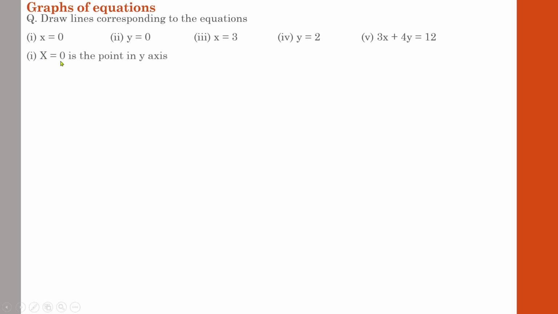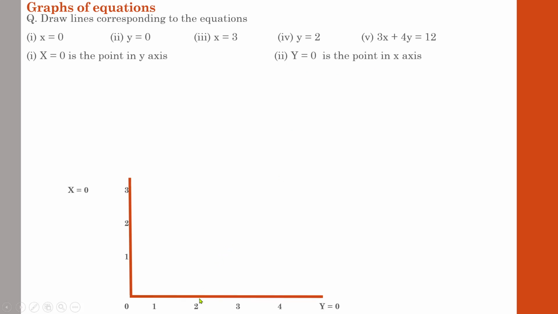First one, x equal to 0. X equal to 0 means you need to draw the y-axis. So this is the y-axis. I hope you all know what is meant by y-axis and what is meant by x-axis. And similarly, y equal to 0 means you need to draw the x-axis.